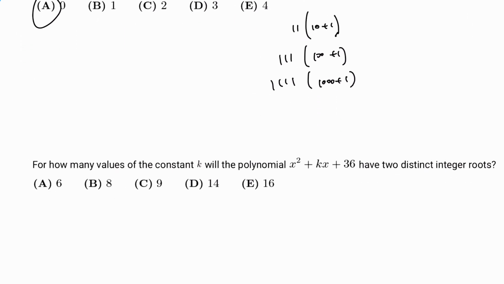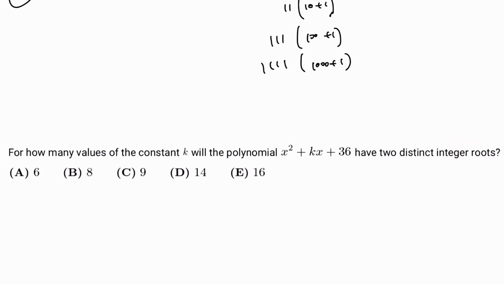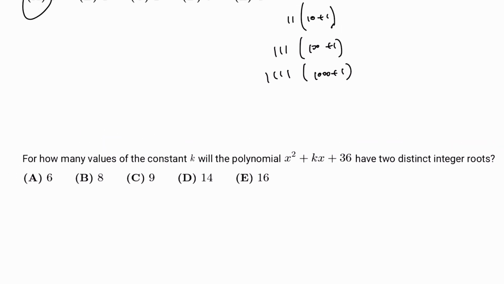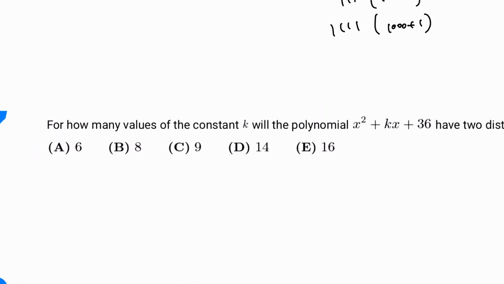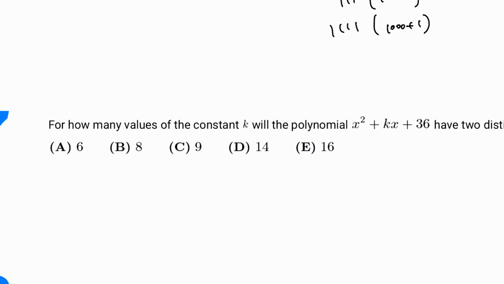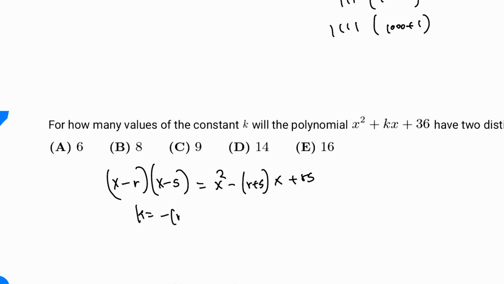All right, number 7. For how many values of the constant k will the polynomial have 2 distinct integer roots? So if we have 2 distinct integer roots, let's just factor this as x minus r, x minus s. If we distribute it, we get x squared minus (r plus s)x plus rs. So we know that k is equal to negative (r plus s), and that 36 is equal to rs. By the way, that is also where Vieta's formula comes from, if you are curious.